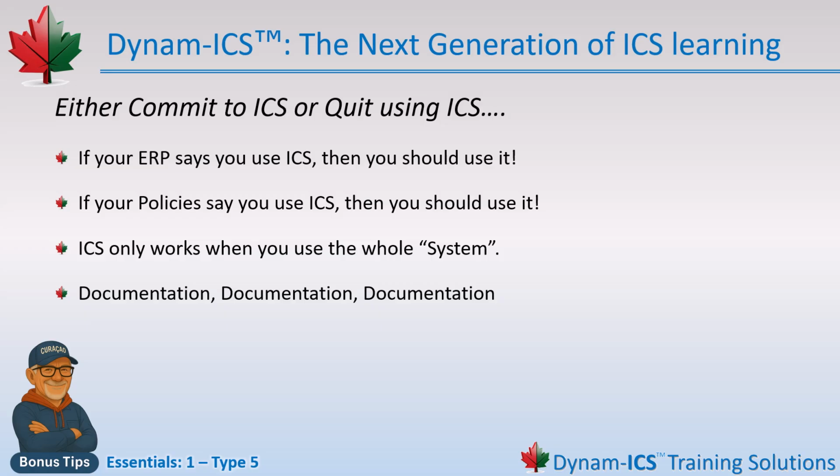ICS only works when you use the whole system, not just the parts you like. And that system is built around 3 core components: the action cycle, the players, and the management characteristics. They work together. One drives action, one defines structure, and one sets the standards for how teams function and communicate. Leave one out, and you're halfway to confusion.